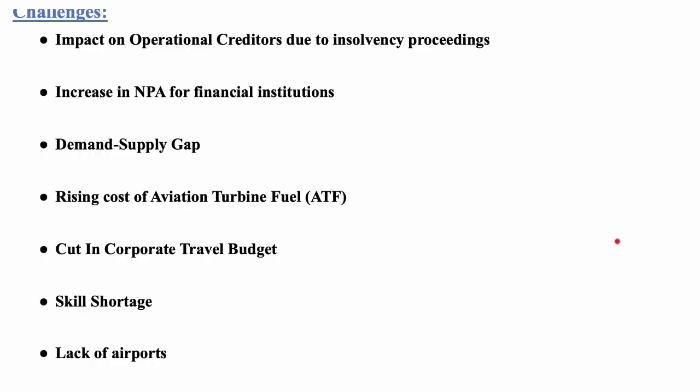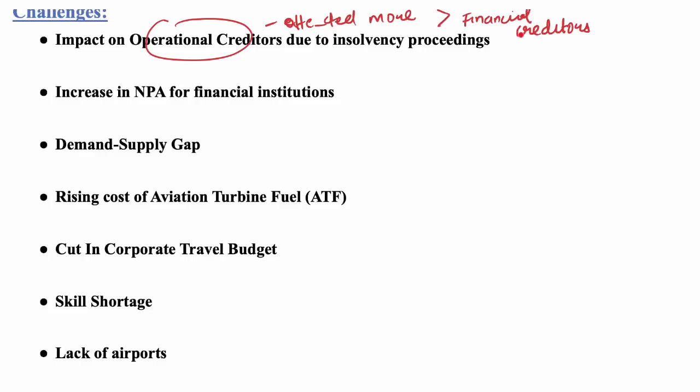Now, the first thing to understand is the challenges that this Go First airline failure will pose towards India. Now, the first is the impact on the operational creditors due to the insolvency proceedings. The operational creditors will be affected more as Go First is filing for bankruptcy, and they will be affected more than the financial creditors, as under the IBC, the financial creditors are accorded a higher priority.